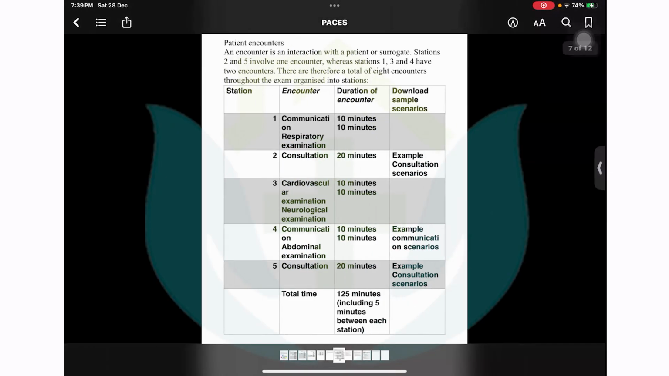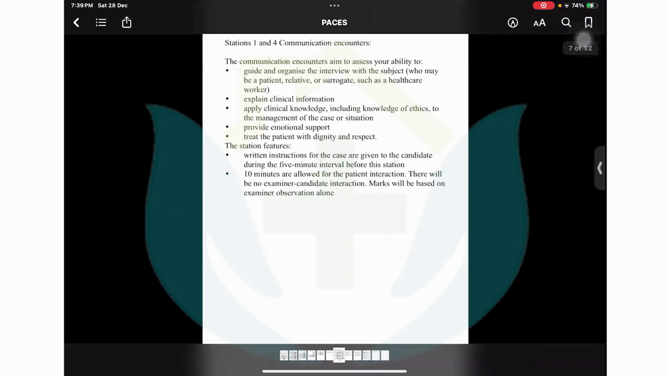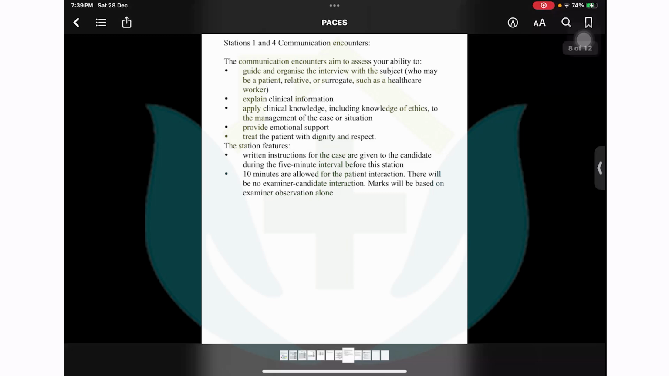So this is how patient encounters happen. You can actually download the sample scenarios from the internet. You must rehearse them again and again and try to see how your patients respond to you. As far as the communication encounters are concerned, like Dr. Asif just asked, it assesses your ability to guide and organize the interview with a subject who may be a patient himself, their relative, or some friend of them, such as a healthcare worker.